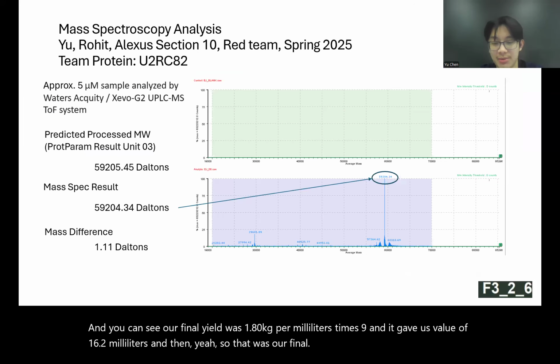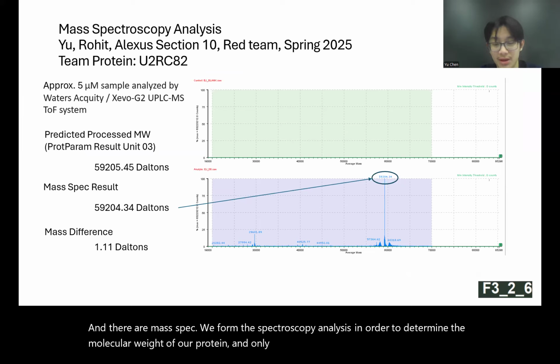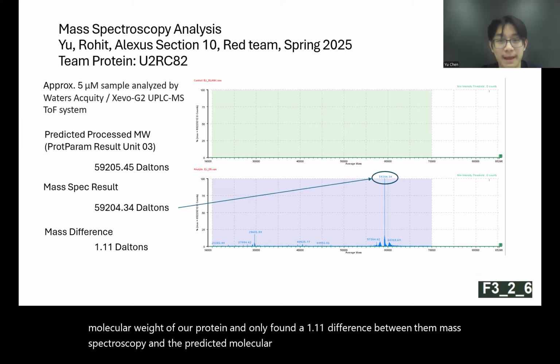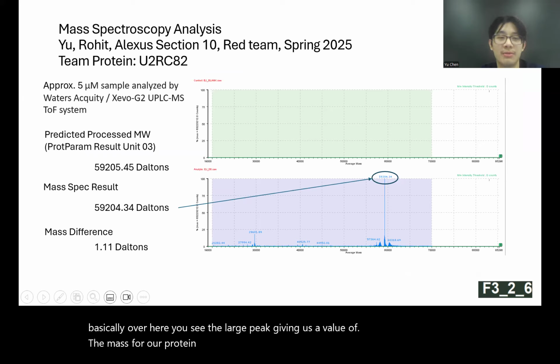And then for our mass spec, we performed the spectroscopy analysis in order to determine the molecular weight of our protein. It only found a 1.11 Dalton difference between the mass spectroscopy and the predicted molecular weight. And so this is really close. And basically over here, you see a large peak giving us a value of the mass for our protein. And comparing with the results from the earlier units, we see that this is really similar.